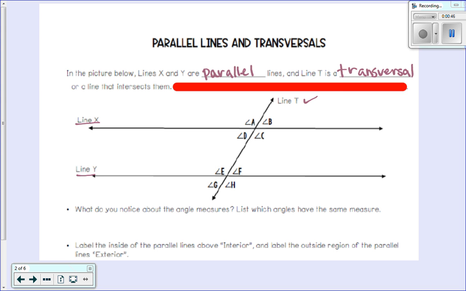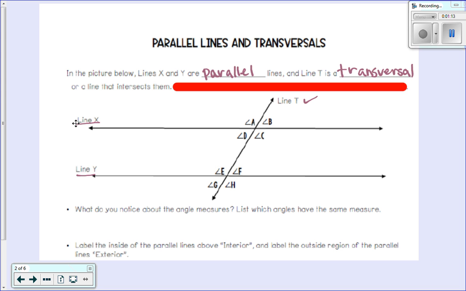All right, so what do you notice about the angle measures? Do you notice anything yet? We will see some more relationships about these angle measures, and we will be listing which angles have the same measures and all that. So let's go ahead and label inside of the parallel lines.